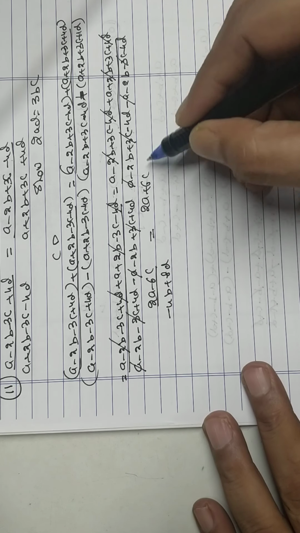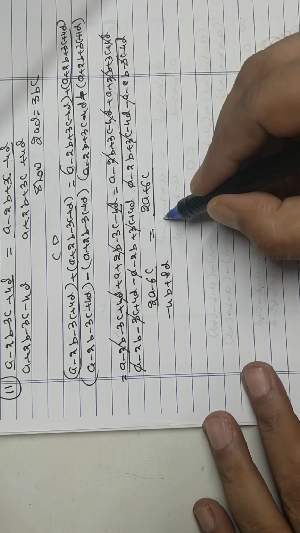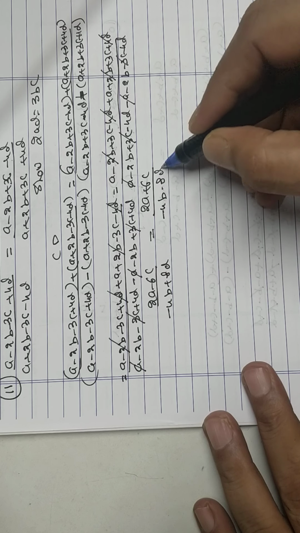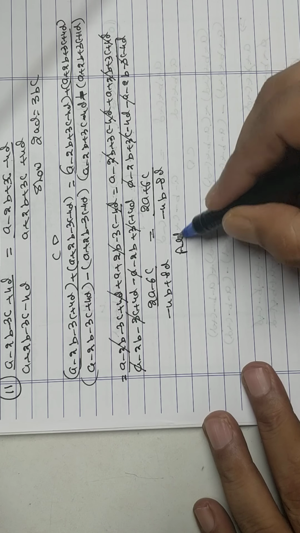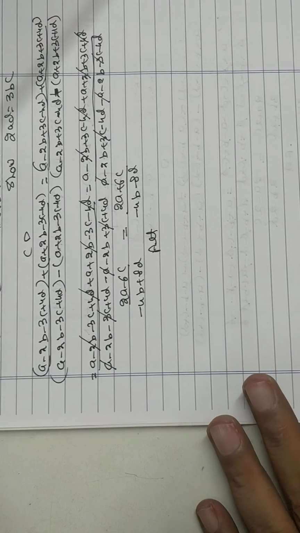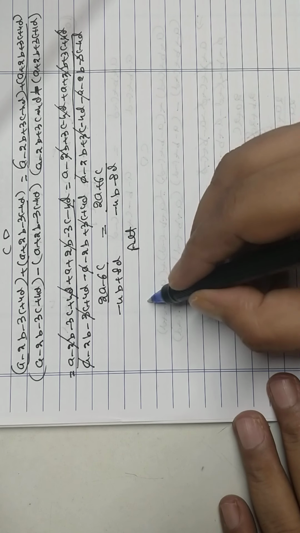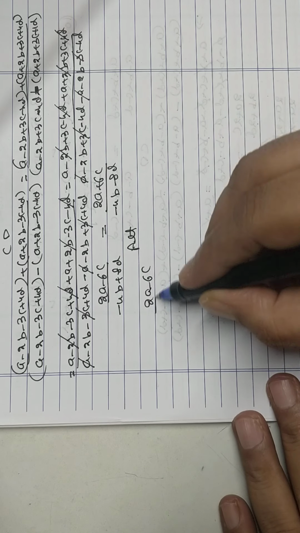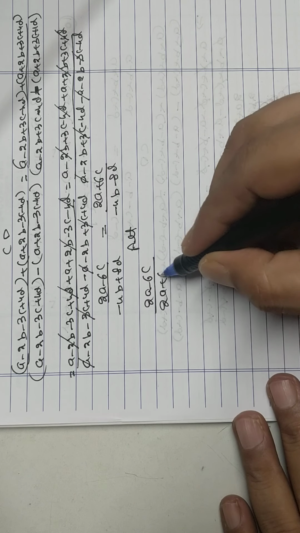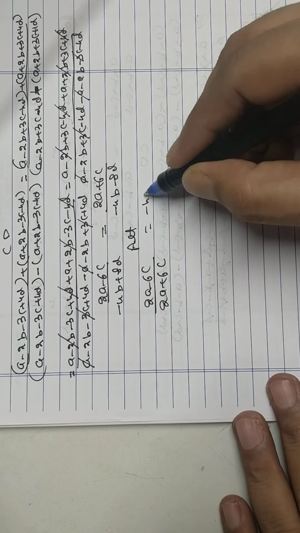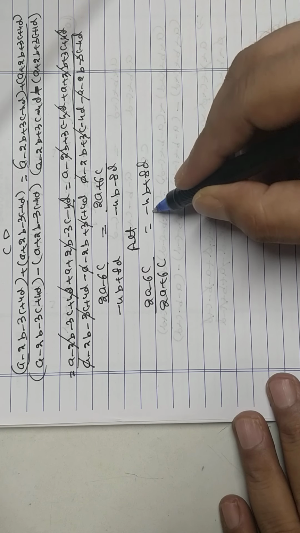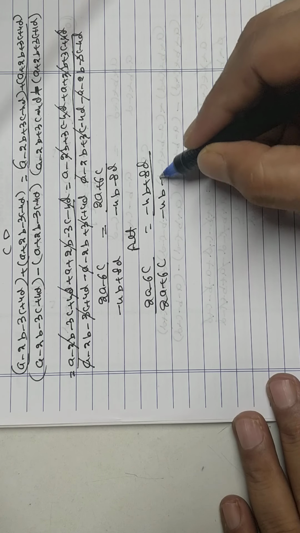2A plus 6C upon minus 4B minus 8D. Use alternando. So this part comes here, this goes there. 2A minus 6C upon 2A plus 6C equals minus 4B plus 8D upon minus 4B minus 8D.